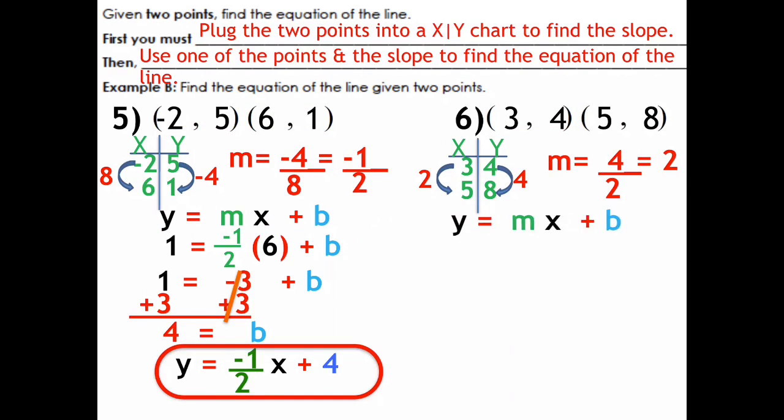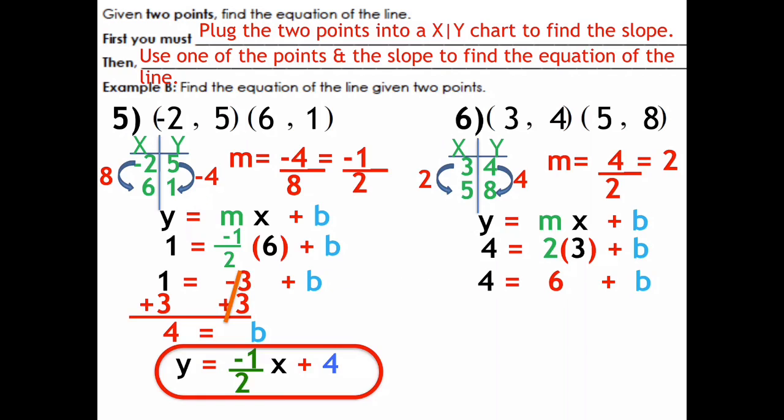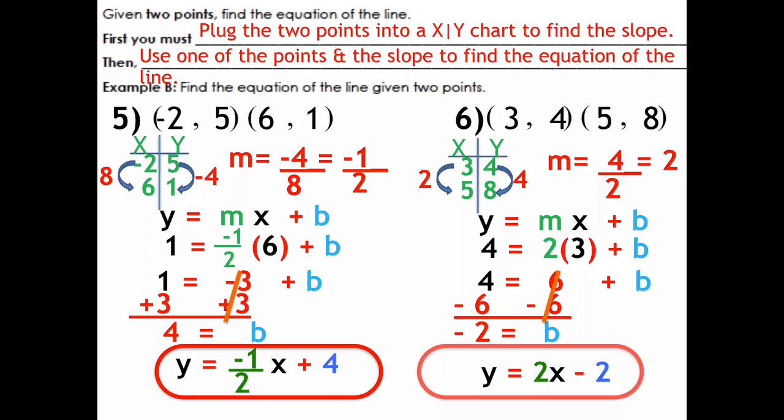Alright, so we have 4 equals 2 times 3 plus b. We need to go ahead and solve this for b and find out what the equation is. So what is b going to be? Alright, so multiply, that gets you 6. Subtract 6 from both sides. B is negative 2 because 4 minus 6 is negative 2. So the equation would then be y equals 2x minus 2. Press pause if you need to, otherwise we're going to go to the next slide.